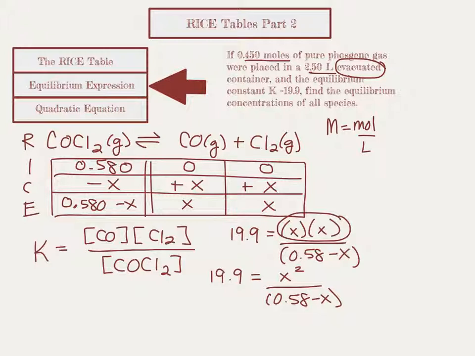Okay, now we can multiply the 0.58 minus x to the other side of the expression to get our x squared is equal to 11.542 minus 19.9x, performing that distribution during that step. Okay, just one more step. I'm going to add my stuff on the left over back to the right side to make it so that my answer looks like a quadratic equation.